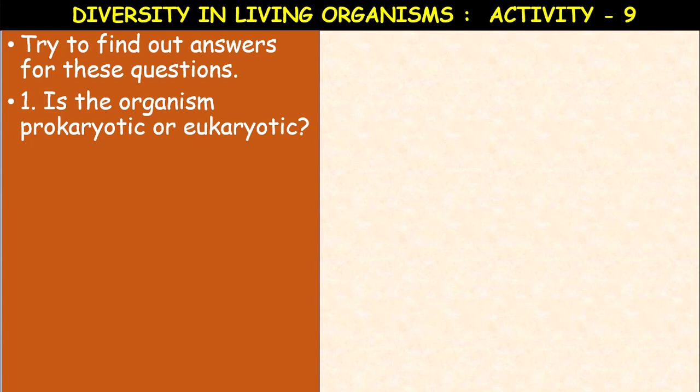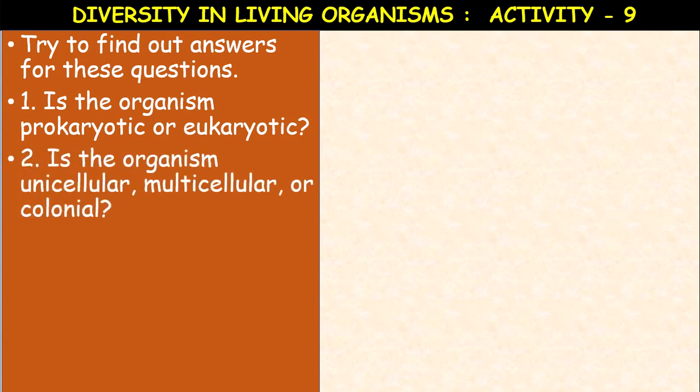First question, is the organism prokaryote or eukaryote? Okay, if it is a unicellular primitive organism without a true nucleus, it is a prokaryote. Then eukaryote means with a well developed nucleus, with nuclear membrane. Is the organism unicellular, multicellular or colonial? Okay, first unicellular or multicellular, or which lives in a group.